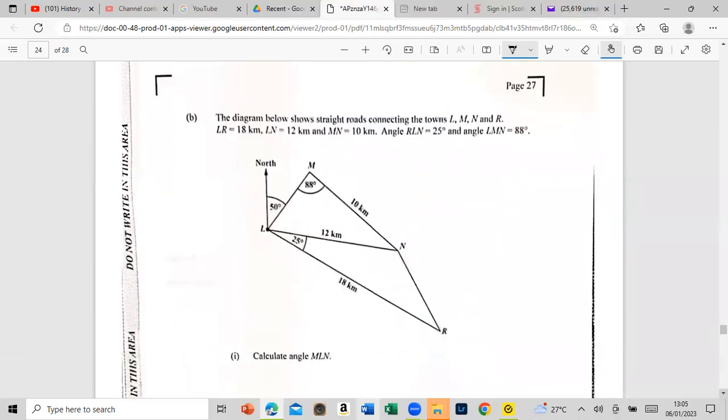This one, in the diagram, shows a straight road connecting towns L, M, N. All right, boom. And the R, where is it? Yeah, that's all right. LR, 18, yeah. LN, that. Basically, they might give us that, right? And they say calculate the angle MLN.